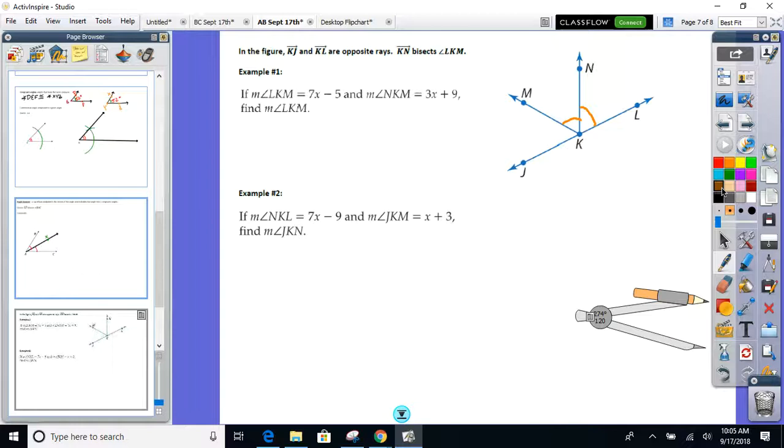All right? Now let's go to example 1. LKM, follow the fingers. LKM, everyone see LKM? 7x minus 5. So this whole angle here, 7x minus 5. NKM, follow with your fingers. NKM, 3x plus 9. Find LKM.